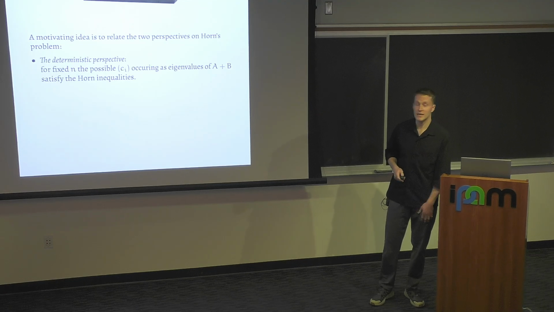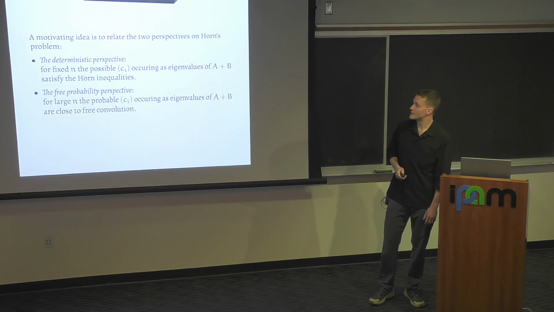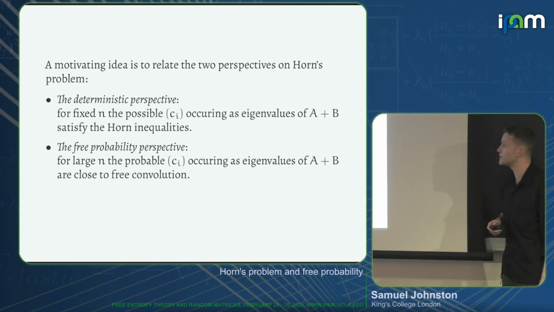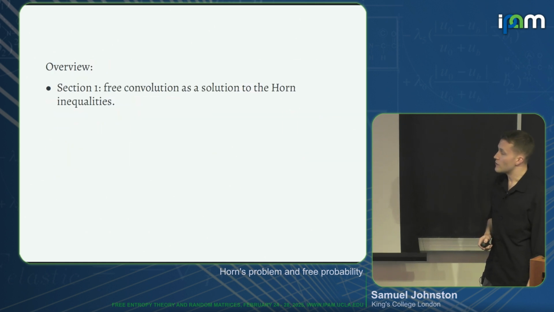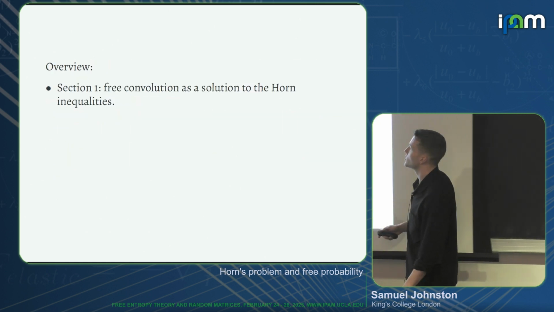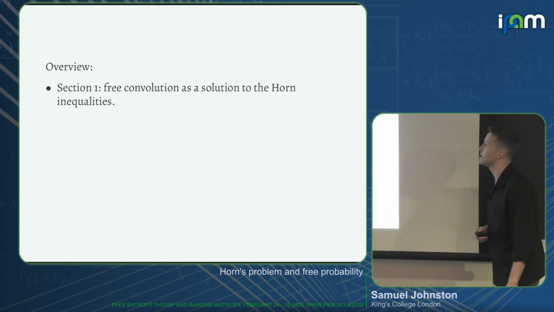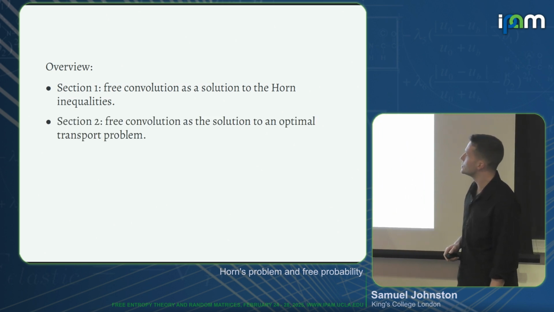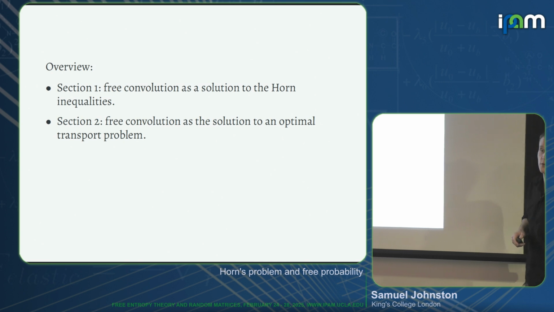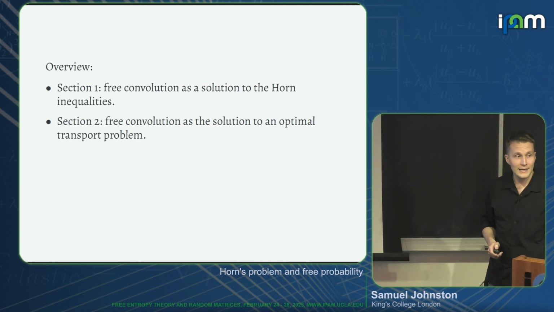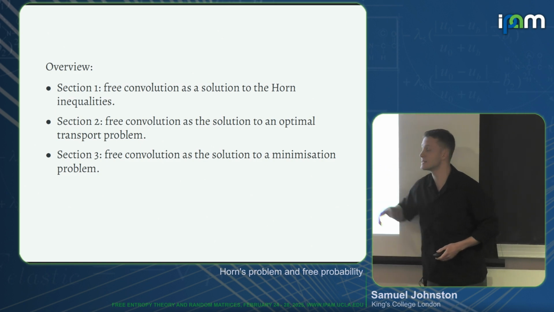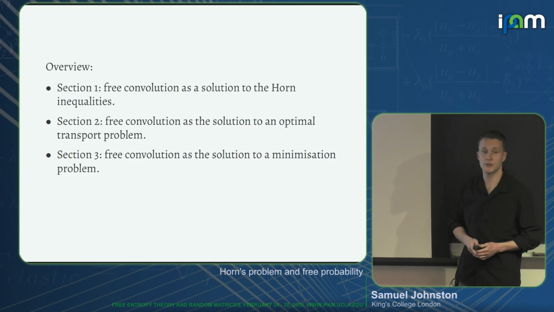So we have this deterministic perspective describing the possible eigenvalues for fixed n of a sum of two matrices. And we have this free probability perspective describing the probable eigenvalues that occur as a sum of matrices for large n. So this kind of motivates the rest of the talk. In section 1, we're going to look at free convolution as a solution to the Horn inequalities, but understood asymptotically. And in section 2, we're going to look at free convolution as a solution to an optimal transport problem. And in section 3, I'm going to touch on themes from Harry's talk about how free convolution appears as the solution to a minimization problem.